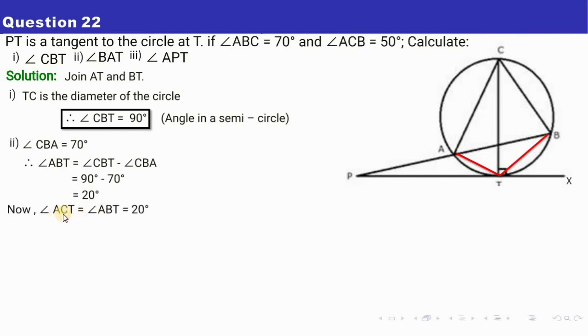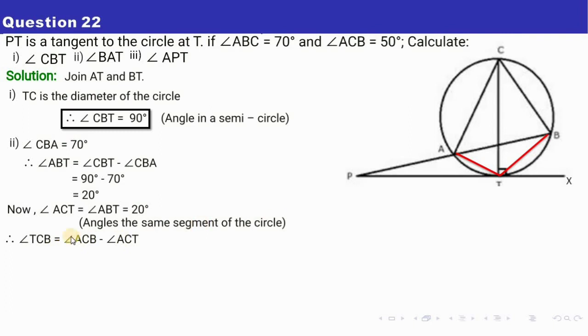Now angle ACT and ABT are equal to 20 degrees. How? ACT and ABT will be equal to each other, and that will be 20 degrees, because this is a chord forming two angles in this segment, ACT and ABT, and we know that angles in the same segment are equal to each other, and this one is already 20 degrees. So that's why we say they are angles in the same segment of the circle. This also we learned in the circles chapter.